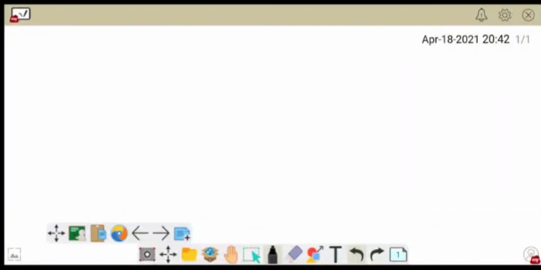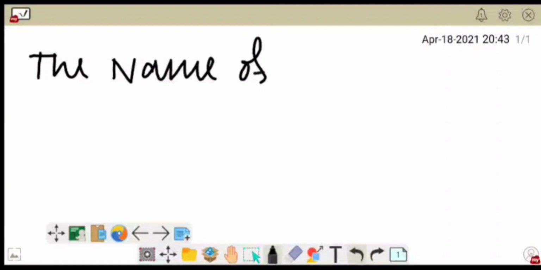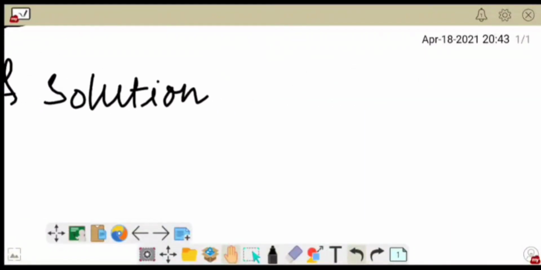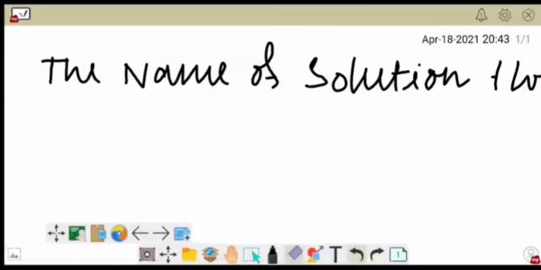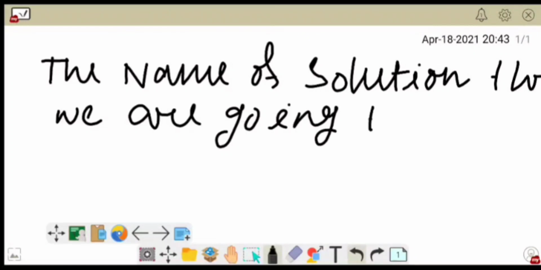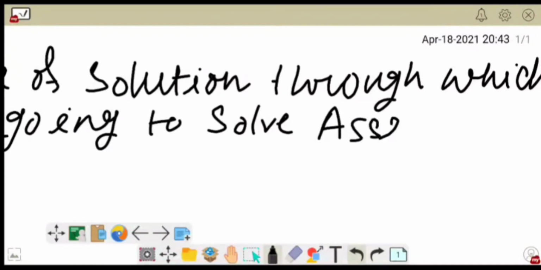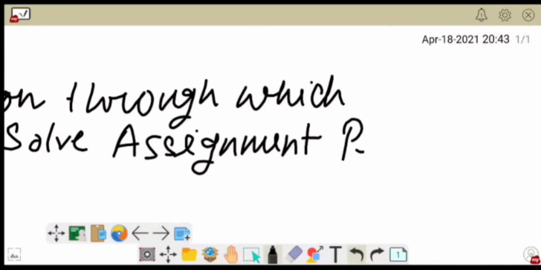The name of the solution through which we are going to solve the assignment problem. Okay.